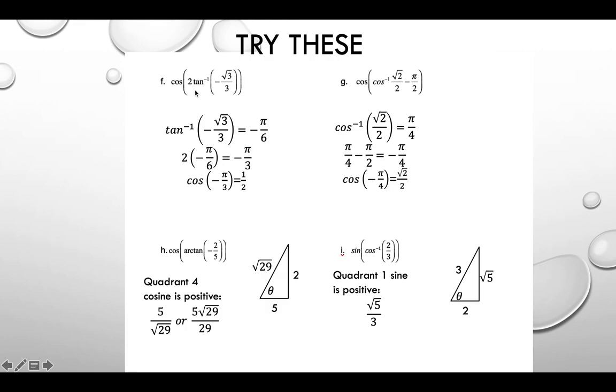Inside the parentheses, we're going to do inverse tangent of negative root 3 over 3. That's negative pi over 6. We're doubling it, so it's negative pi over 3. And then the cosine of negative pi over 3 is 1/2. Again, work in the parentheses. Here we have inverse cosine of root 2 over 2. That's pi over 4. So pi over 4 minus pi over 2 is negative pi over 4. So cosine of negative pi over 4 is positive root 2 over 2.